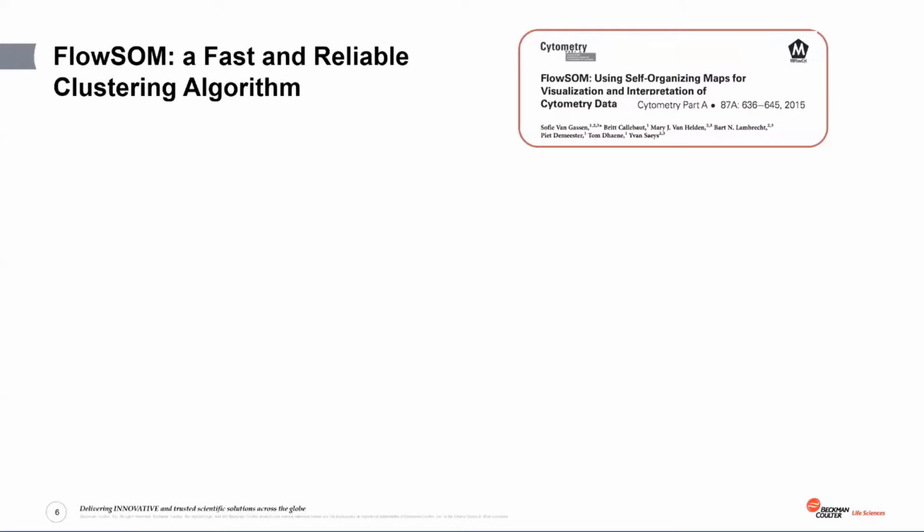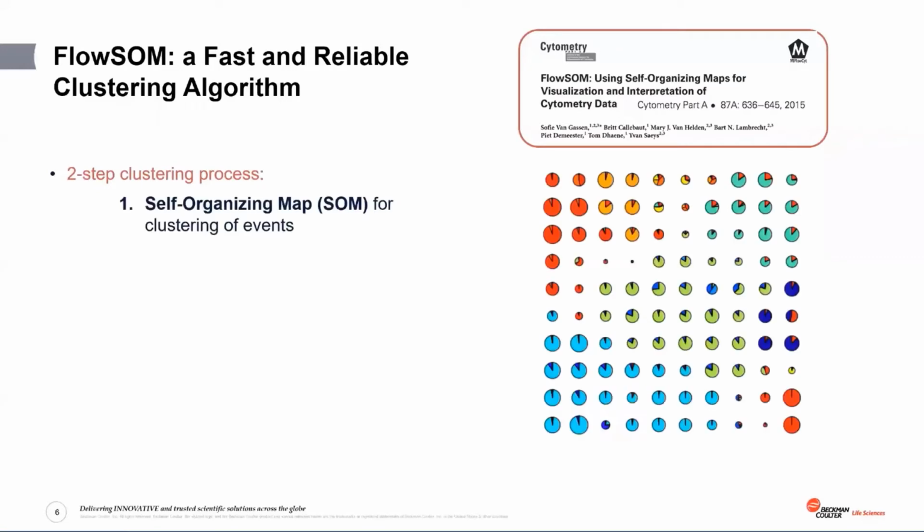So FlowSOM has been a very popular clustering algorithm since it was published in 2015, and its primary objective is speed. It's very fast because of its 2-step clustering process. First, it clusters events using a self-organizing map, or SOM, which is where the name FlowSOM comes from. A self-organizing map is a type of artificial neural network using a grid of nodes that each represents a point in multidimensional space. It assigns cell events that are similar to each other, based on expression of selected markers, to the same node or neighboring nodes. The result is this n by n grid of nodes that correspond to cell clusters.